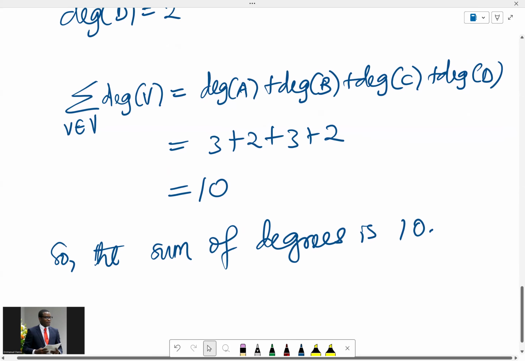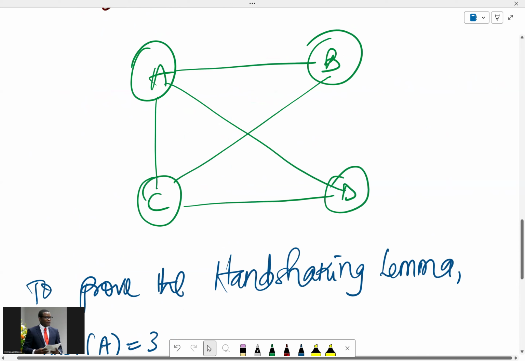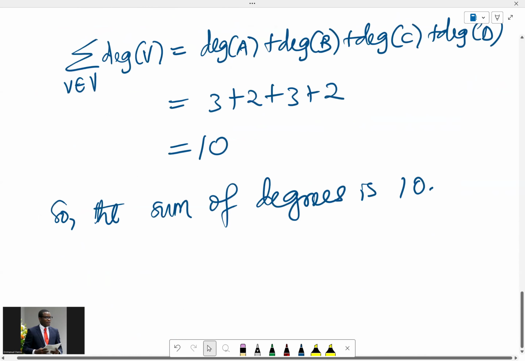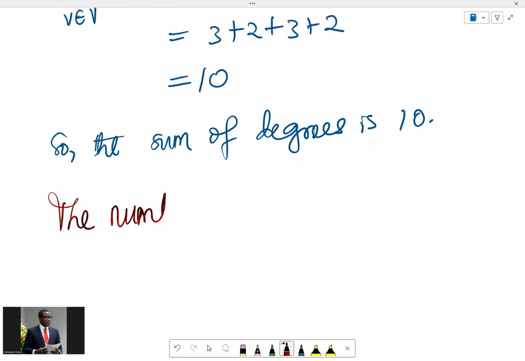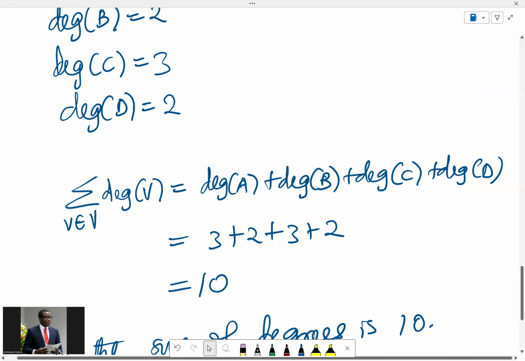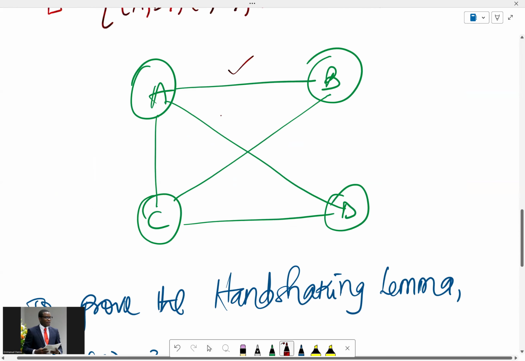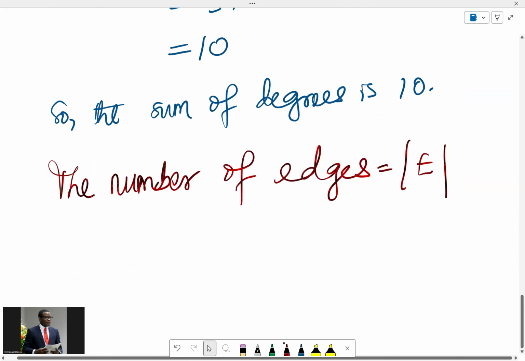So what do we do? How many edges do we actually have now? I guess I want to switch things up here. So the number of edges is equal to, this is how you demonstrate that the number of edges. So how many edges do we have? We have 1, 2, 3, 4, 5. So we have 5 edges.